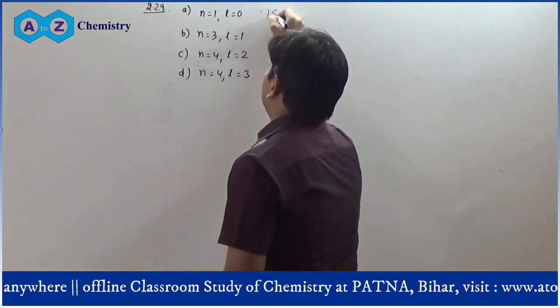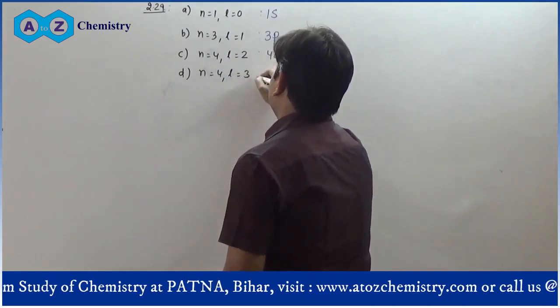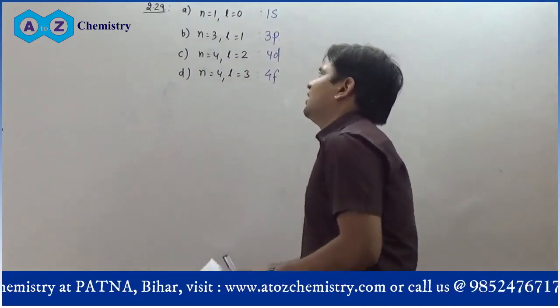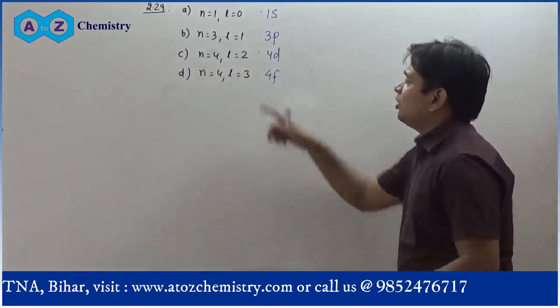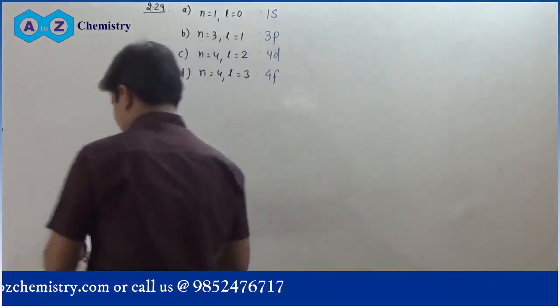This is 1s orbital, this is 3p orbital, this is 4d orbital and this is 4f orbital. l equal to 0 means s, l equal to 1 means p, l equal to 2 means d, l equal to 3 means f orbital.